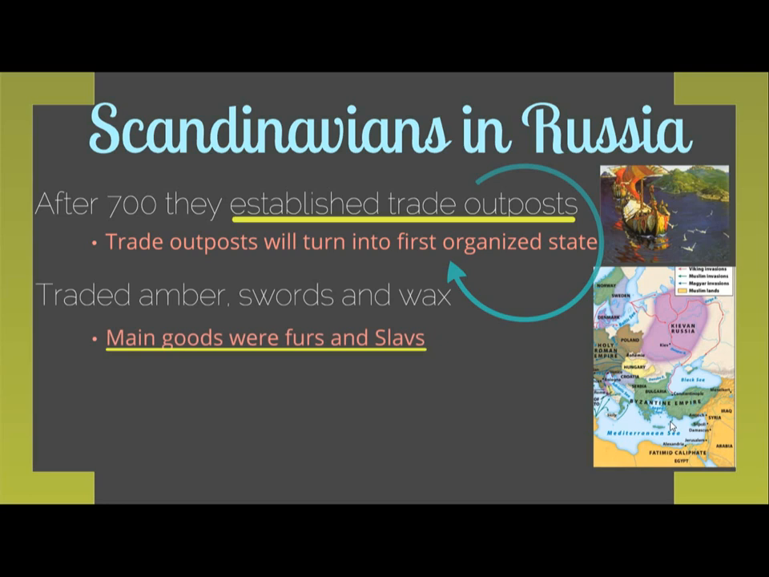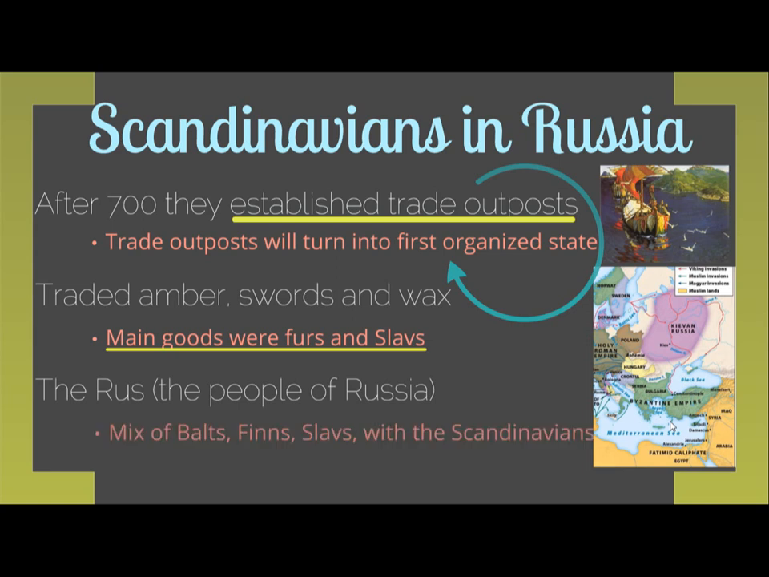They're going to trade amber, swords, and wax. Their main goods, though, will be furs and the Slavs. So we're talking about the Slavic peoples. They're not slaves. We're literally talking about the Slavic people; they are hard workers. They're very intelligent, very good, skilled workers at what they do.